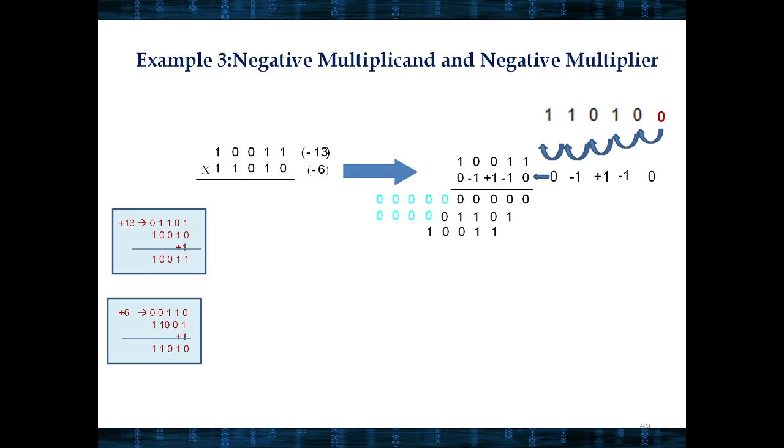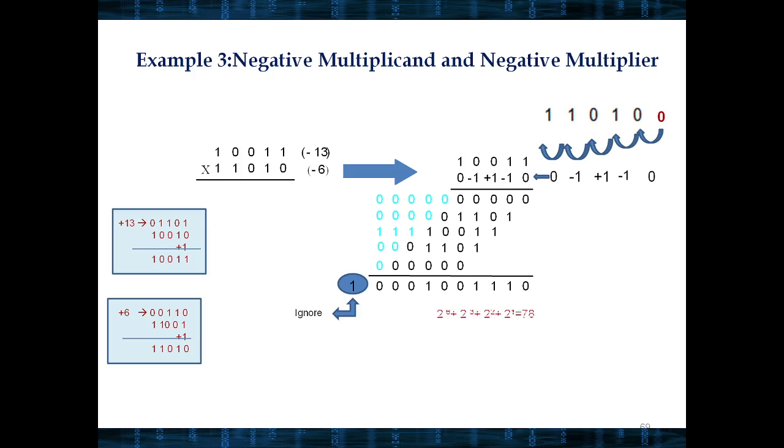Next is plus 1, the same multiplicand value we need to take, that is 1 0 0 1 1. Extend the sign bit. Then the next value is minus 1. Take the 2's complement of the multiplicand, you will get plus 13. Then the last value is 0. When you add these, you will get the product. You will get one extra carry that we need to ignore. So the answer is nothing but plus 78. So minus 13 into minus 6, you should get plus 78.